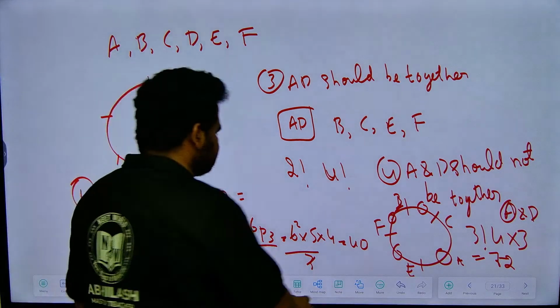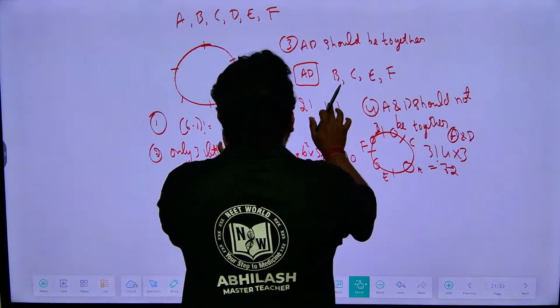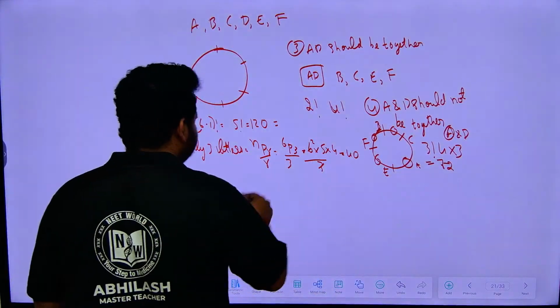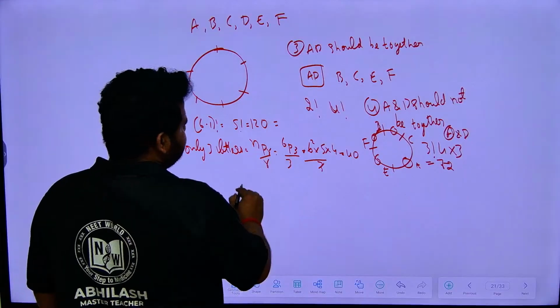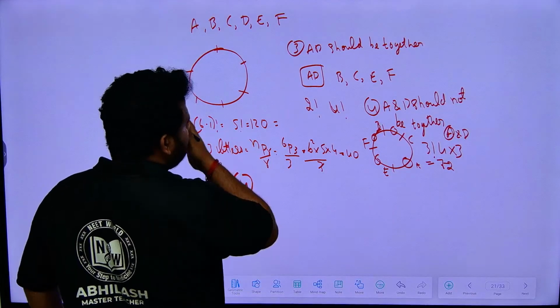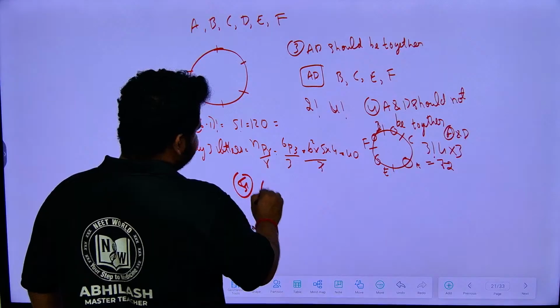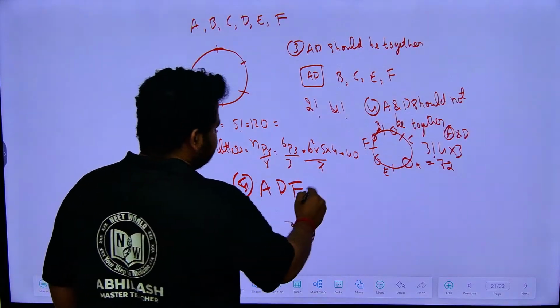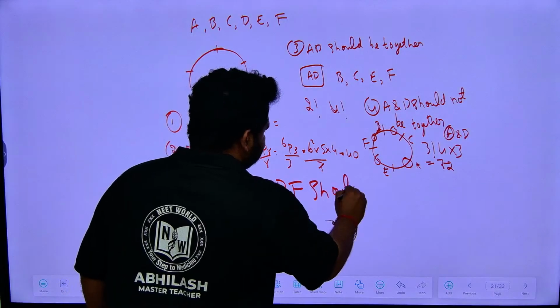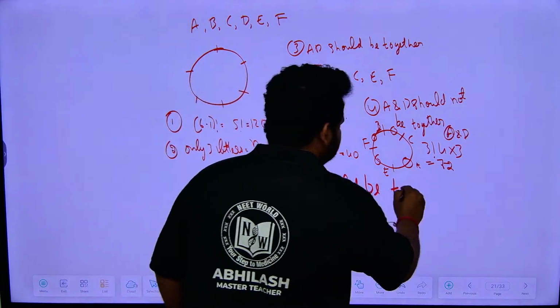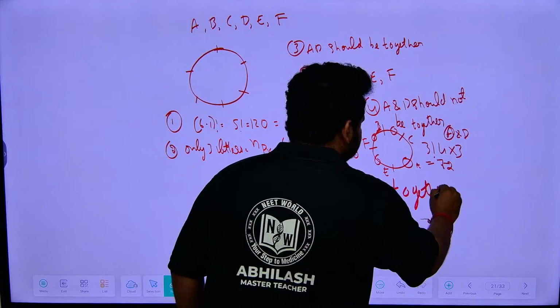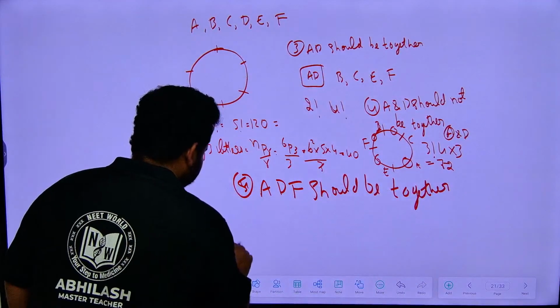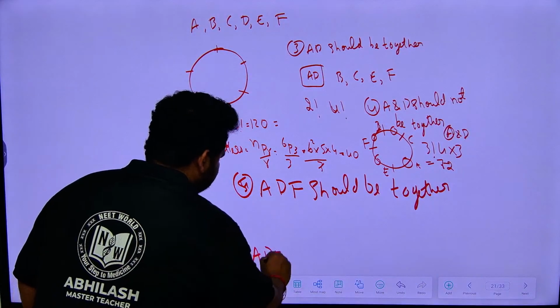Now the next question is on this only. Let me take ADF should be together. Fifth question: ADF. Earlier I was talking about 2 letters, now 3 letters. ADF should be together. The next question is ADF should not be together.